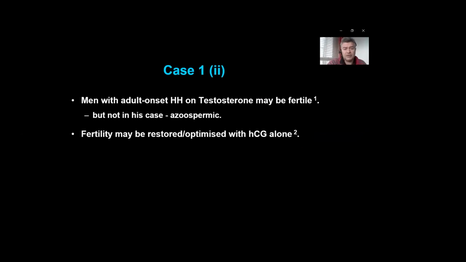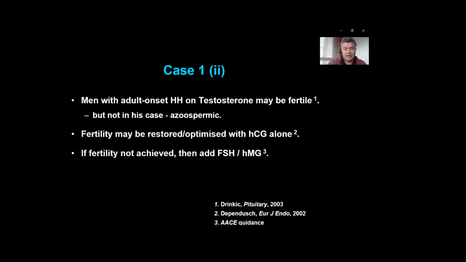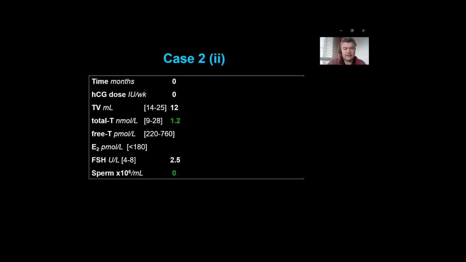Second, you may also be able to restore or optimize fertility just with HCG alone, if he's previously been through puberty and mini-puberty, so his testes were fundamentally structurally intact with tubules. And then of course, if you don't achieve fertility, you can add in FSH or human menopausal gonadotrophin. So the fact he's had larger testes, previous paternity, and a younger partner with regular cycles, these are all favorable things. So this is how we start.